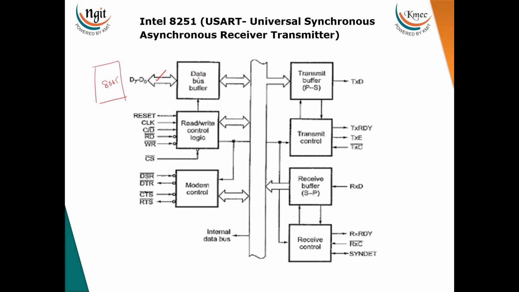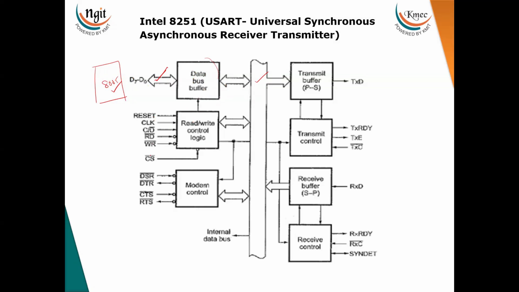Now the data bus buffer acts like an interface between the internal bus of 8251 and the system bus. To this bus and this bus, it will act as an interface. Also, transmit and receive by the 8085 is done by the data bus buffer. Sending the control word and reading the status will also be done by using the data bus buffer.